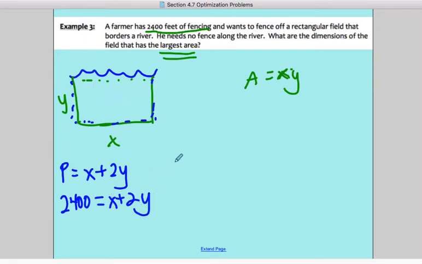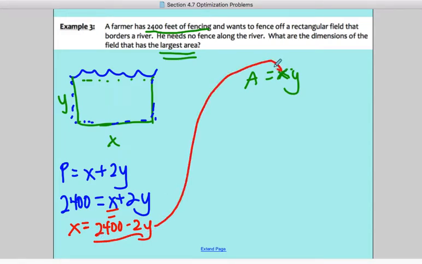So now I need to think about which would be easier to solve for. Would it be easier to get x by itself or y by itself? Okay, it's not going to matter plugging it in here. There's only one x and only one y. So I actually say it would be easier to get x by itself. So I'm going to subtract 2y to the other side. So x is equal to 2,400 minus 2y. Then I'm going to go ahead and take this and plug it in for x.